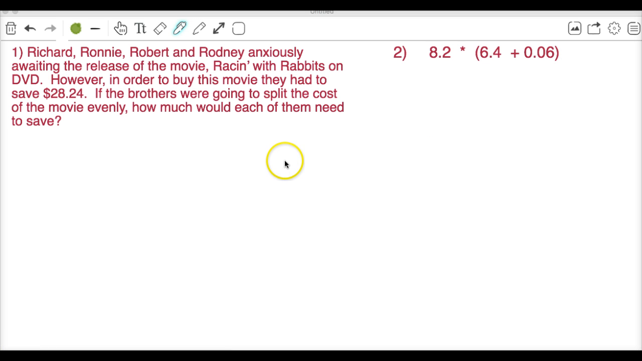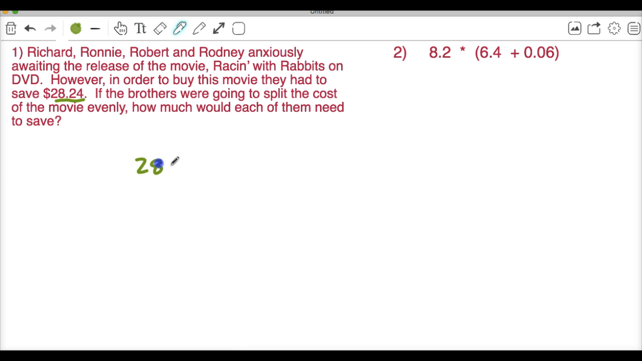Our first question is: Richard, Ronnie, and Rodney are anxiously awaiting the release of the movie Racing with Rabbits on DVD. However, in order to buy this movie, they had to save $28.24. If the brothers were going to split the cost of the movie evenly, how much would each of them need to save? So for this problem, we needed to divide the value by 4 people.